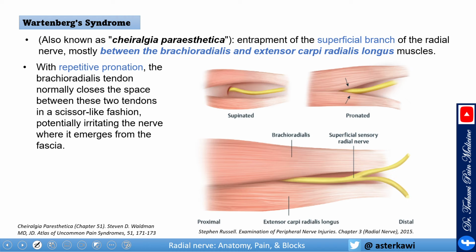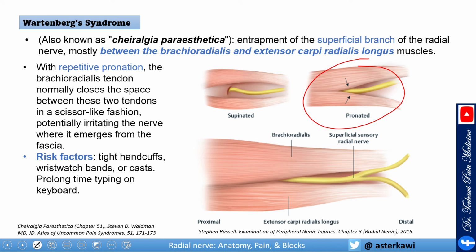So as you see here, with repetitive pronation, the brachioradialis tendon normally closes the space between the two tendons in a scissor-like fashion, so it can potentially irritate the nerve where it emerges from the fascia. Risk factors: tight handcuffs, wristwatch bands, casts, prolonged typing on a keyboard.